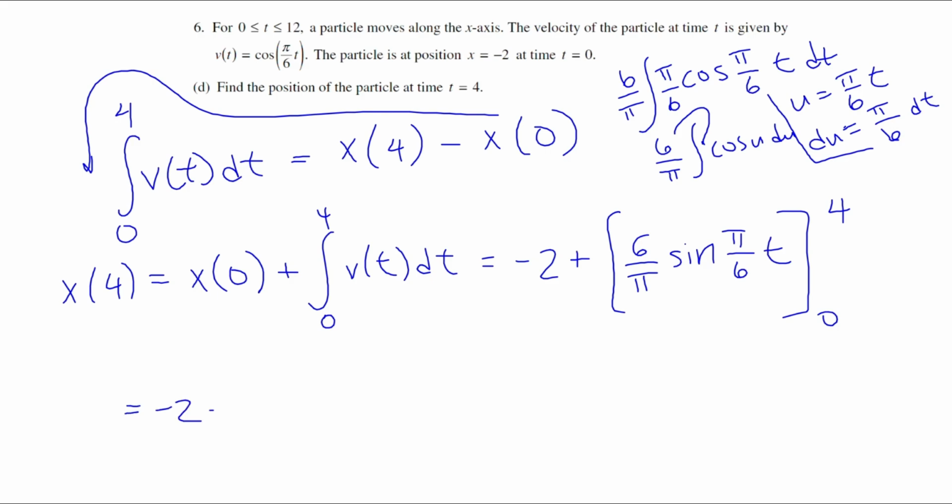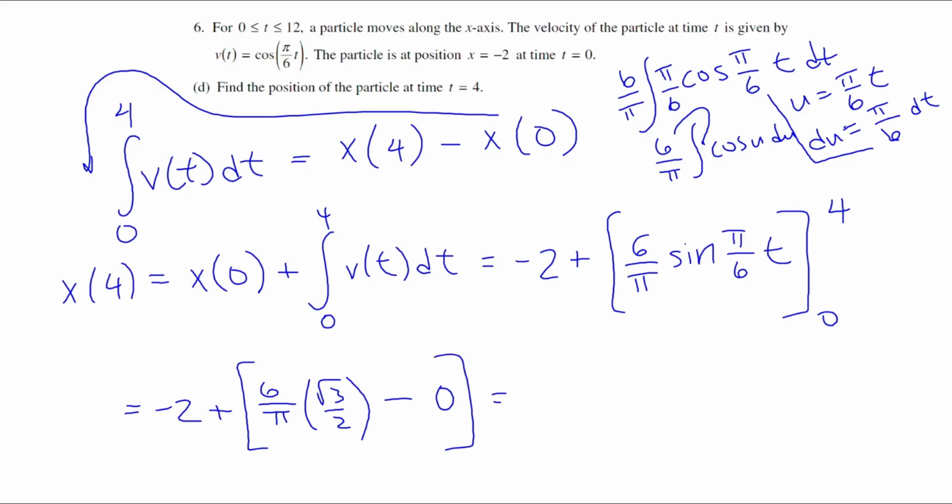So now we have negative 2 plus 6 over pi times the sine of 2 pi over 3. Well, the sine of 2 pi over 3 is root 3 over 2. And then minus 6 over pi times the sine of 0. We know the sine of 0 is 0, so I'll just put a 0 there.